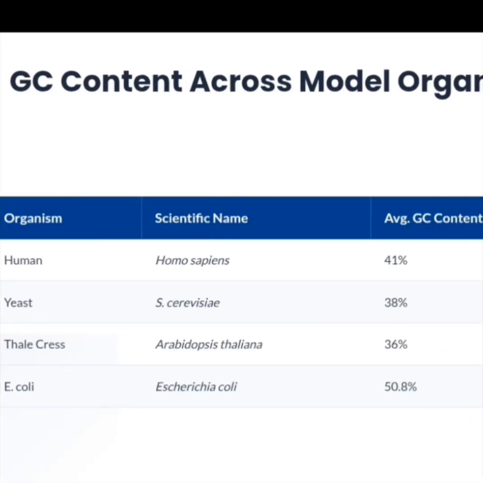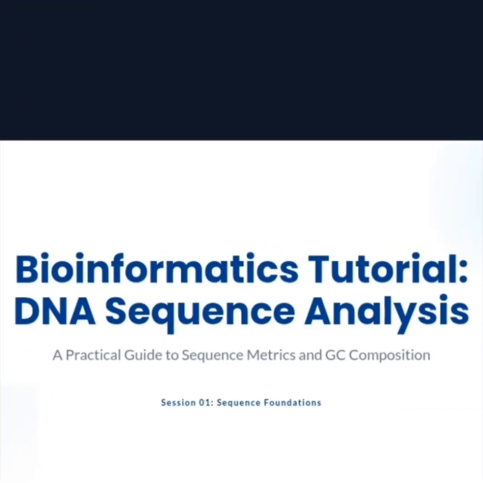These are some examples of organisms whose GC content has been calculated from their genome. We have Homo sapiens with 41% GC content, yeast 38%, Tacres with 36%, E. coli with 50% GC content. Now let's move to a practical session where I'm going to show you how to calculate this GC content step by step using Python.